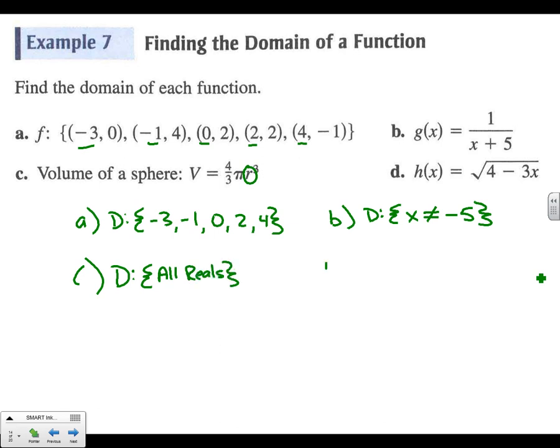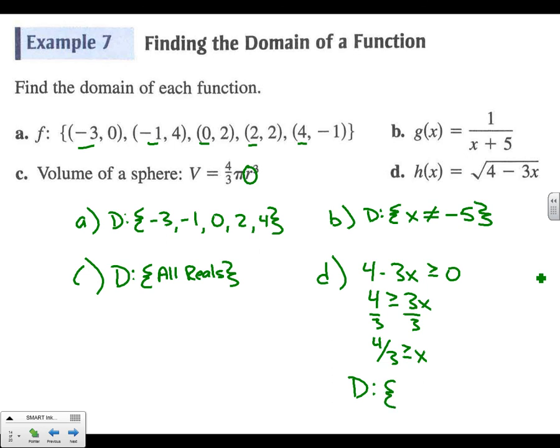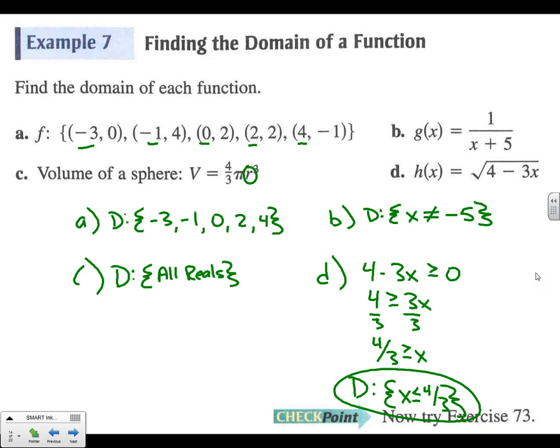And last one here for D. We know that 4 minus 3x has to be greater than or equal to 0. All right? So 4 is greater than or equal to 3x, divided by 3, and we've got 4/3 greater than or equal to x. So the domain, x has got to be less than or equal to 4/3. Otherwise, we're taking the square root of a negative number, and that's not going to work out. See if you can do this yourself. For example, our exercise 73.